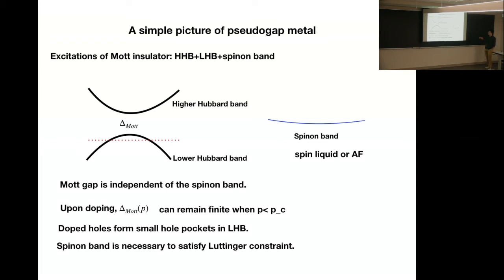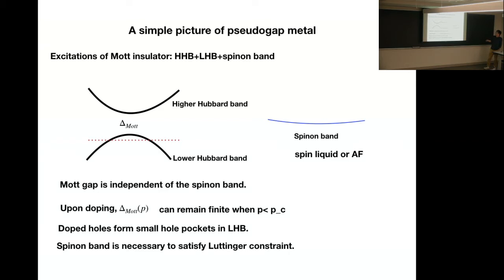I think what is in his mind is this picture. When you have a Mott insulator, the charge is gapped, you have two bands. Usually one is called the upper Hubbard band, the other one is called the lower Hubbard band. Of course, when we dope it, this charge gap usually will decrease with the doping. But let's assume it does not close immediately. Let's assume that there is a doping region where this charge gap actually remains.